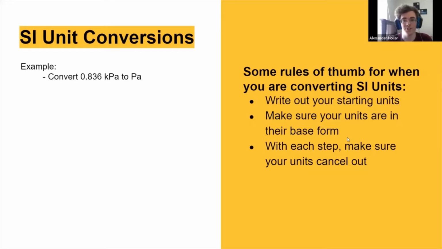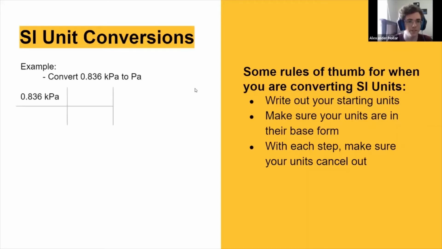Make sure that your units are in their base form. So if you have newtons, break it down to meters, kilograms per second squared, stuff like that, so you can more easily figure out what you're trying to get to. And with each step, make sure that your units cancel out. So for example, this first question here, we have convert 0.836 kPa to Pa, which is kilopascals and pascals.